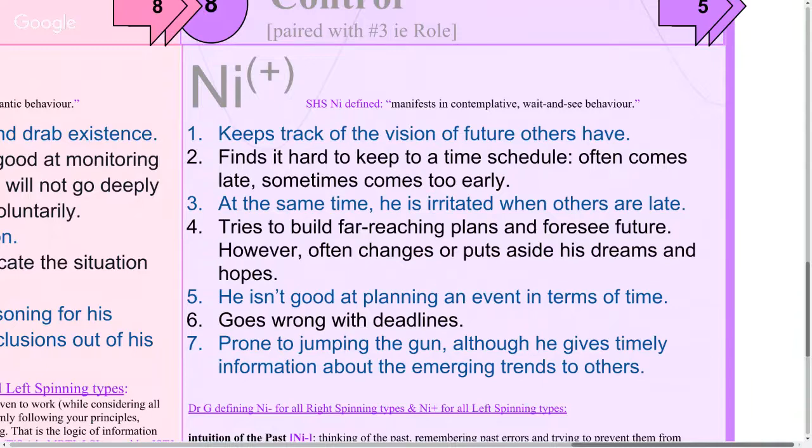What about you? Right. Tries to build far-reaching plans and foresee the future. However, often changes or puts aside his dreams and hopes. That's a little bit, you can think of some characteristics there of E7. He isn't good at planning an event in terms of time. Goes wrong with deadlines. Prone to jumping the gun, although he gives timely information about the emerging trends to others.